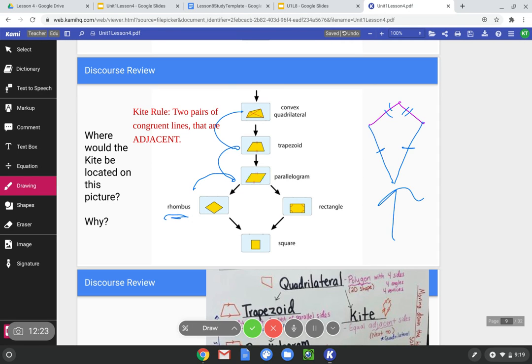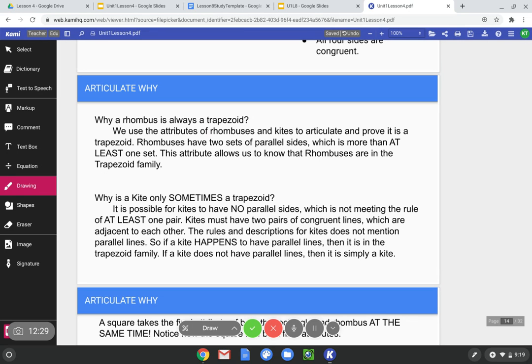Pause the video and write down why a rhombus will always be a trapezoid. We use the attributes of rhombuses and kites to articulate and prove it is a trapezoid. Rhombuses have at least 2 sets of parallel lines, which is more than at least 1 set. And remember, the rule for a trapezoid is at least 1 set of parallel lines. This attribute allows us to know that rhombuses are in the trapezoid family.